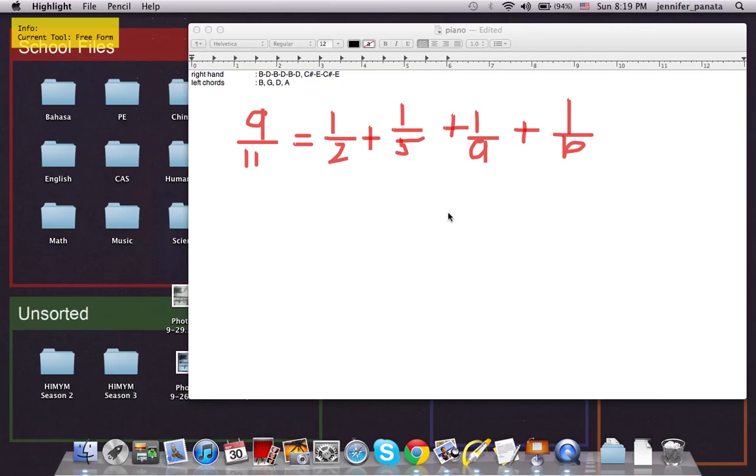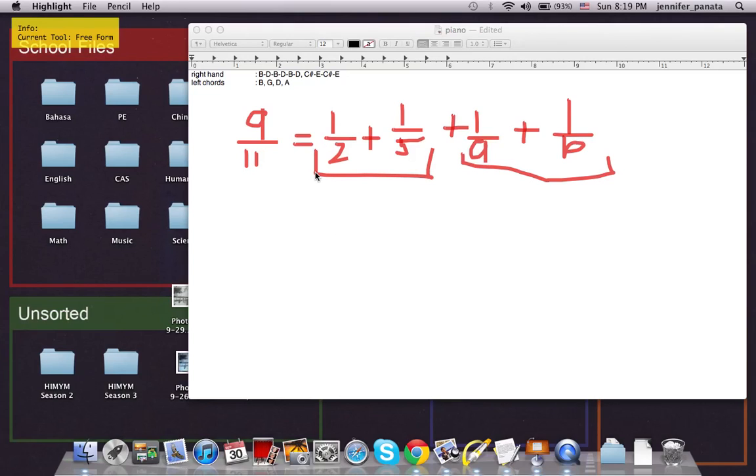Okay, so we want to find a and b, right? How to solve the problem is basically to see it like an algebraic equation. So basically 9 over 11 minus 1 over 2 minus 1 over 5 equals 1 over a plus 1 over b. And that's basically how you should see the problem. Our first step is to add these two together. You'll see what I mean.